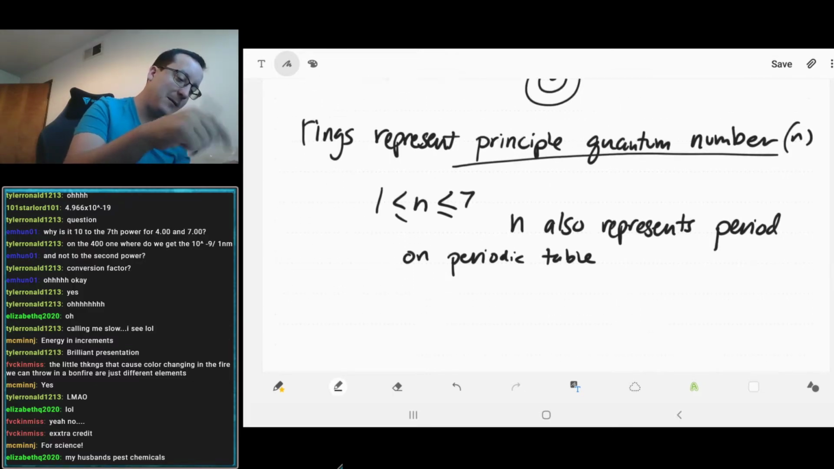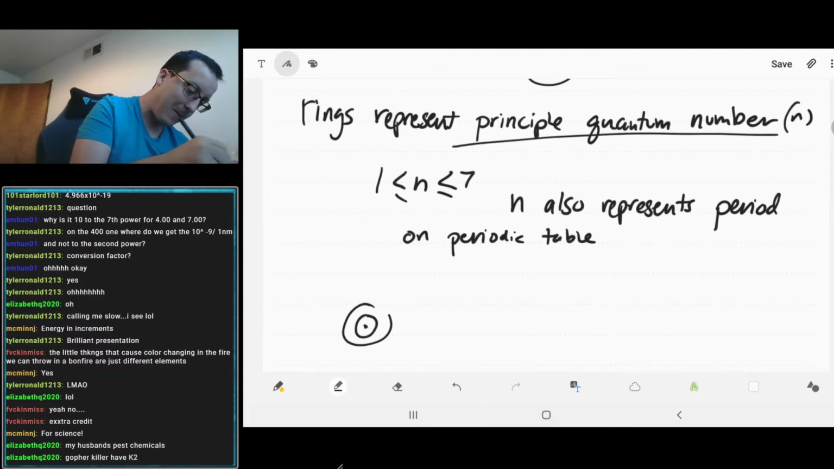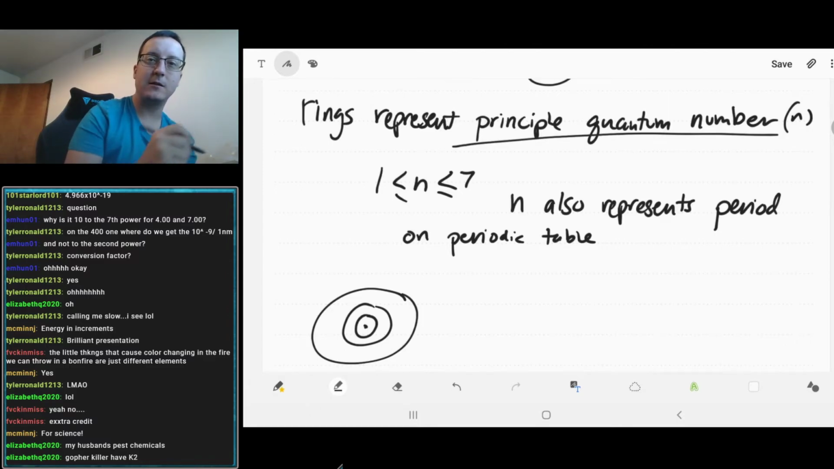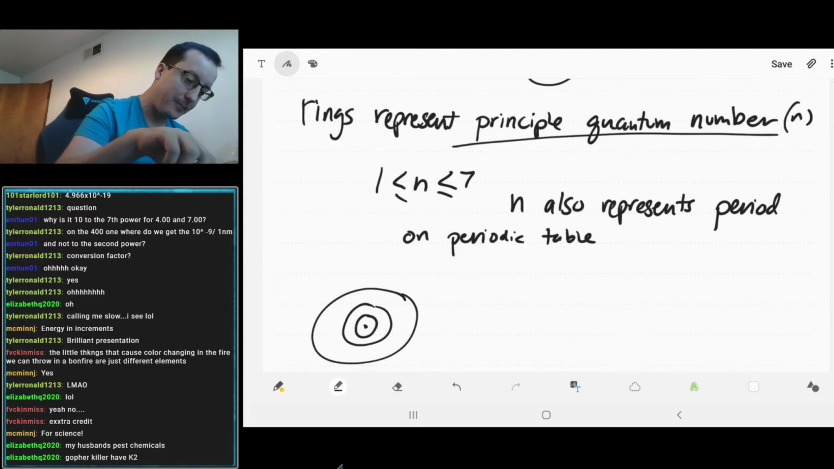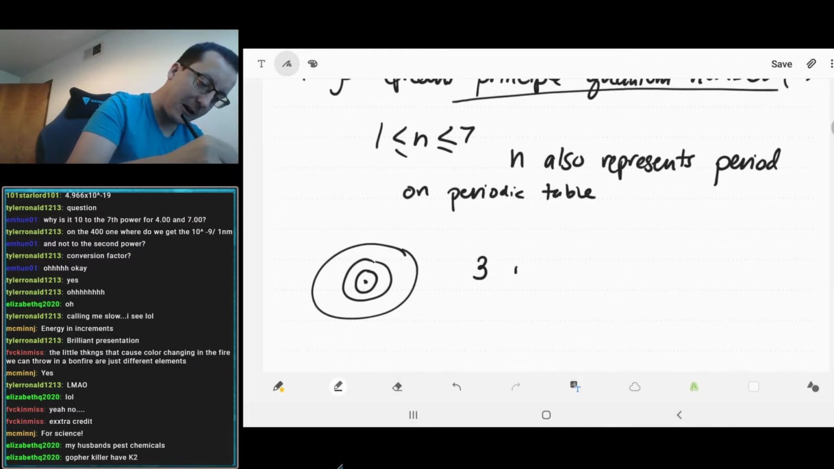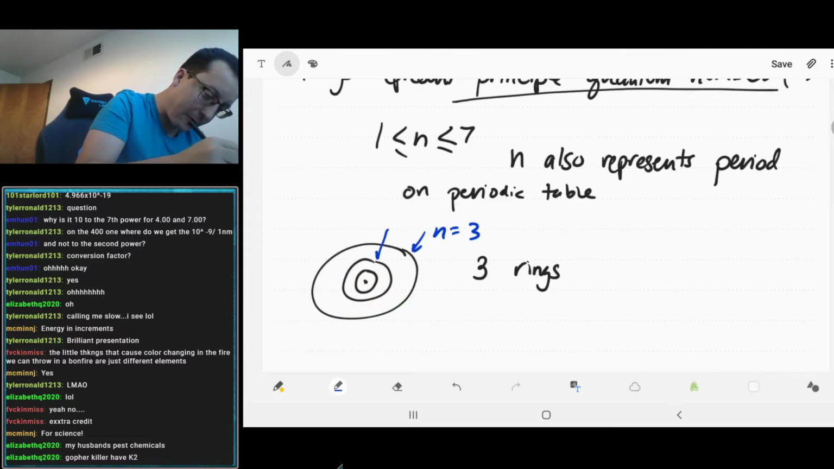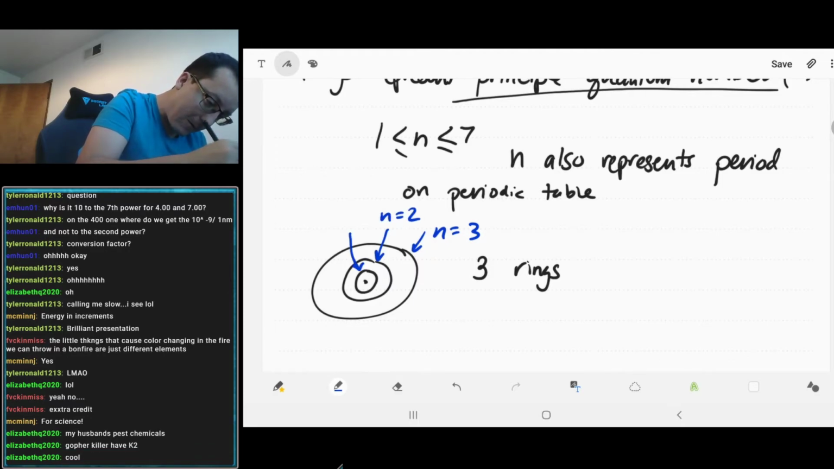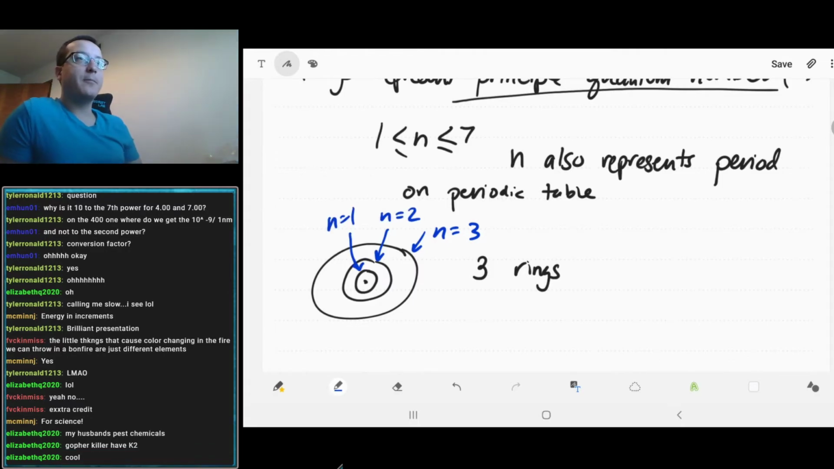And so we're going to see that something with 3 rings, oh, they've got potassium in them, then maybe they'll be purple. So 3 rings means you have this outermost one is N of 3, N of 2, and N of 1. So that's what these principal quantum numbers mean.